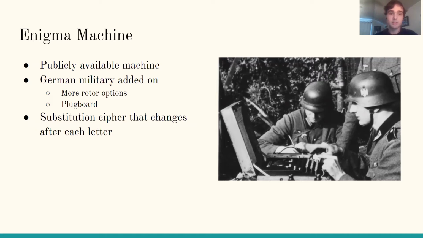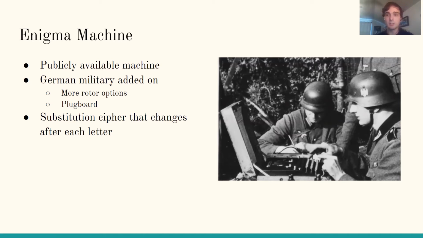Essentially, it is a substitution cipher that changes after each letter that's input into the device. A German officer would take a message and type in that message. Every time a letter was pressed down on the Enigma machine, it would go through all of the swapping and through all the rotors and light up a different letter on the board. Then somebody else would write down whatever letter lights up, and that would give you the encrypted message.